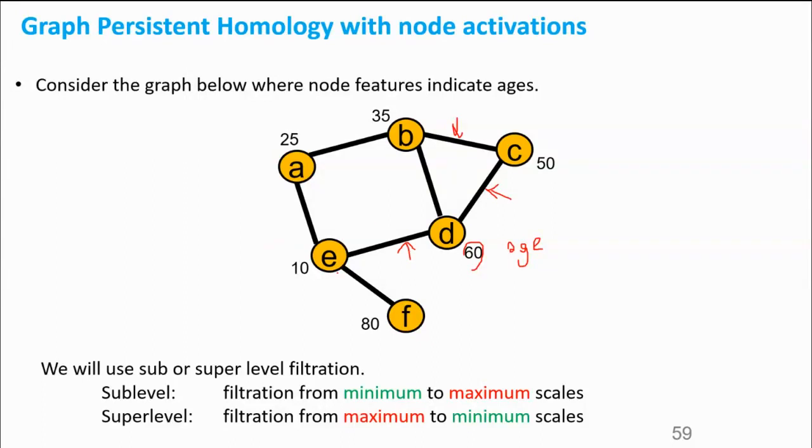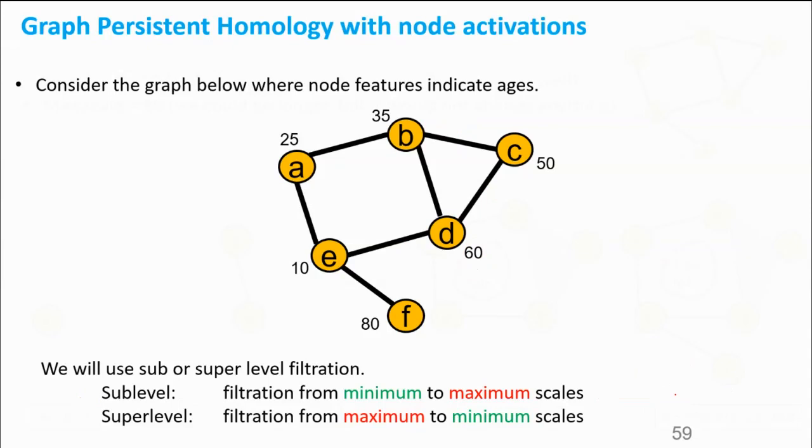In node activation, there are 2 types of filtrations. In the sublevel filtration, you define a minimum and a maximum scale, and then you filter from minimum to maximum. In the super level, we do filtration from maximum to minimum. The resulting simplicial complexes are not the same. So in some articles, I have seen people do sublevel filtration, create a persistent homology vector, and then concatenate it with the same vector coming from the super level. So they use, for example, one vector from sublevel and one vector from super level in classification tasks.